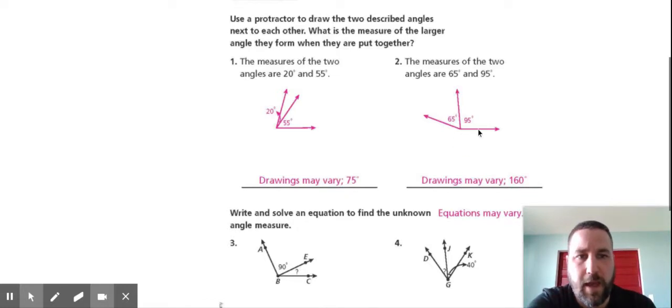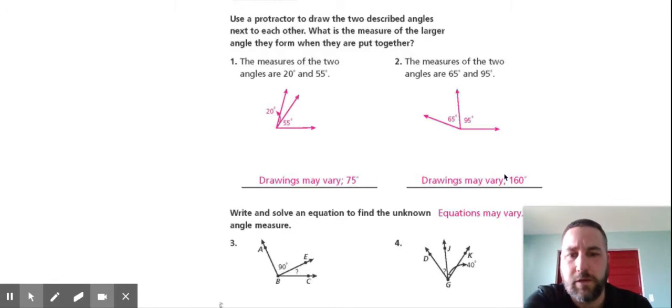For this one right here, we have a 95 degree angle. So 95 degrees is just a little bit past your right angle. So just a little bit bigger than your L. Add on that 65 degrees there. And now you have a really big obtuse angle. And you have a total of 160 degrees there.